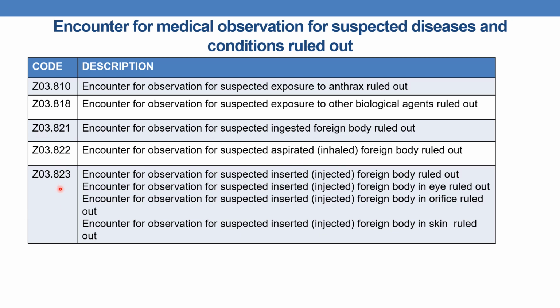The next is Z03.823, encounter for observation for suspected inserted foreign body ruled out, or encounter for observation for suspected inserted foreign body in eye ruled out, or encounter for observation for suspected inserted or injected foreign body in orifice ruled out, or encounter for observation for suspected inserted foreign body in skin ruled out. In any of these cases, you need to code Z03.823. Only thing is the condition must be ruled out. It must be suspected and it must be ruled out.